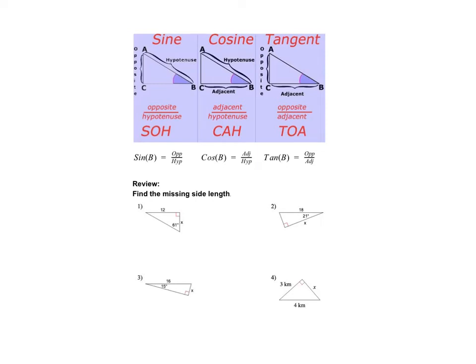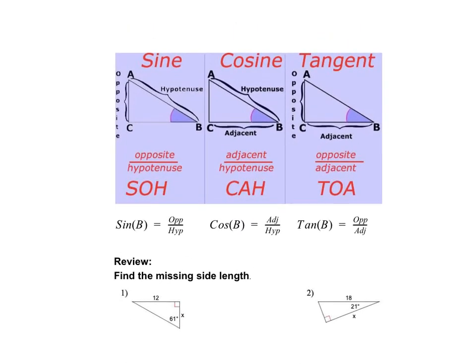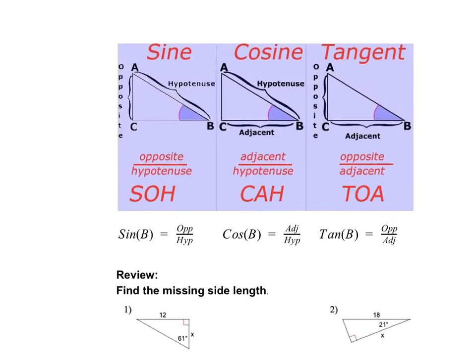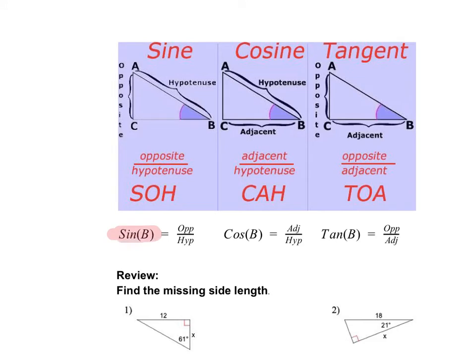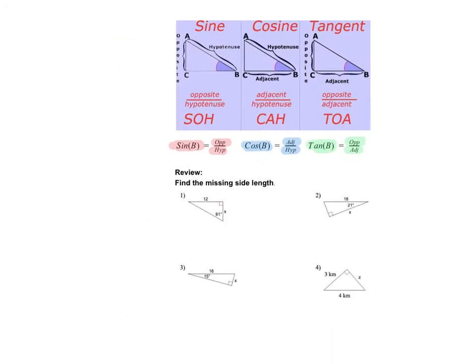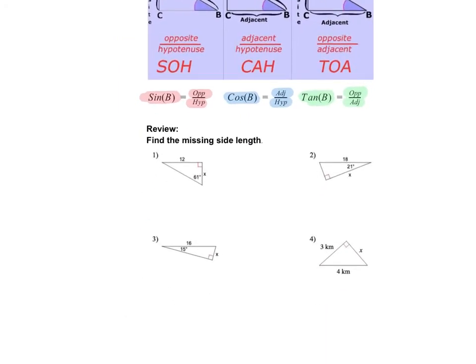Okay, so last time we learned how to use trig functions to find side lengths, and we learned that the sine of an angle is equal to the opposite side divided by the hypotenuse, and the cosine of an angle is equal to the adjacent side divided by the hypotenuse, and the tangent of the angle is equal to the opposite side divided by the adjacent side. So let's just do a quick review of some problems on how we could use that.